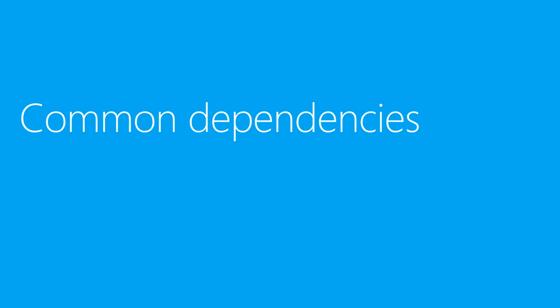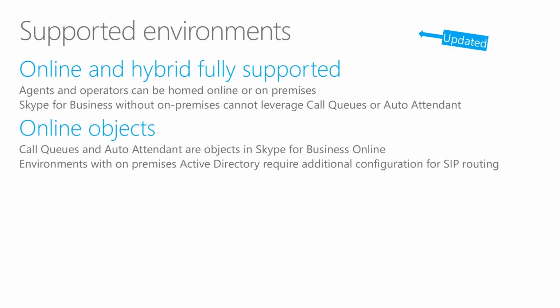So what are some of these common dependencies? So the supported environments as of these dates, we support both online and hybrid. So that means that agents and operators can be homed online or on premise. If your Skype for Business on-premises users are not connected through hybrid to your online environment, they cannot leverage call queues or auto attendant. The call queues and auto attendants are objects in Skype for Business Online.